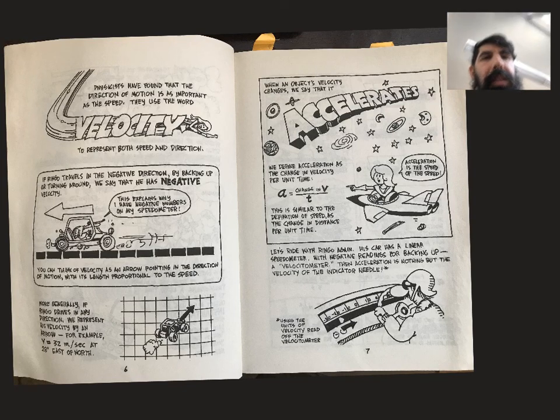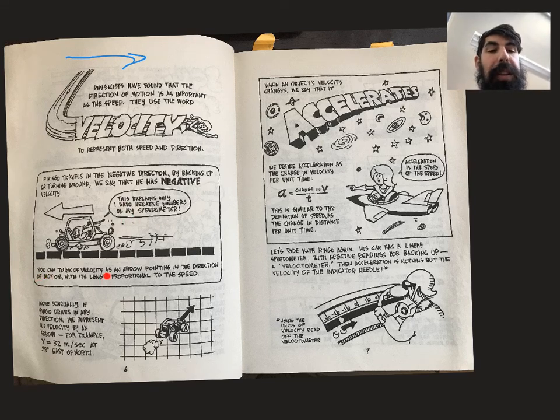Hi everybody, this is a video all about acceleration, but it starts with an idea called velocity. Physicists have found that the direction of motion, that is, which way it's going, is just as important as the speed. We use the word velocity to represent both speed and direction, and an arrow. So if Ringo travels in the negative direction, that would be backwards, by backing up or turning around, we say that he has negative velocity. This explains why I have negative numbers on my speedometer.